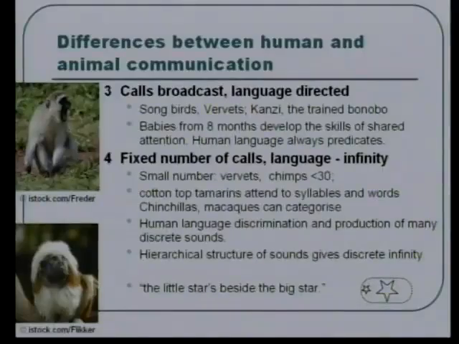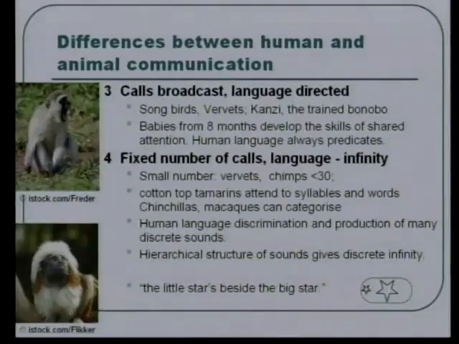Something else about human communication, we say it always predicates. What we mean by that is we always are saying something. We're either asserting or denying something on a topic. So for us to say "car" when there's a car coming is not full communication. But when we say, "Look, there's a car coming round the corner," we are saying something about that car. That is really communicating. Calls are broadcast, language is directed to individuals.